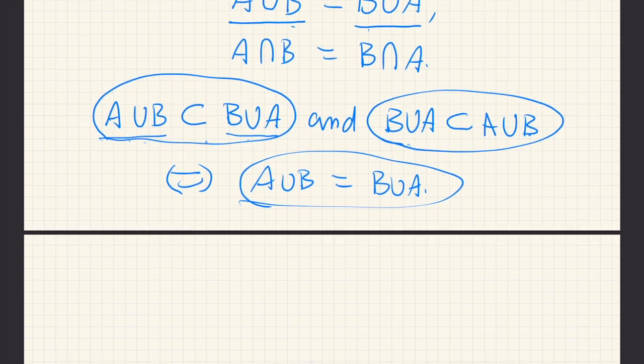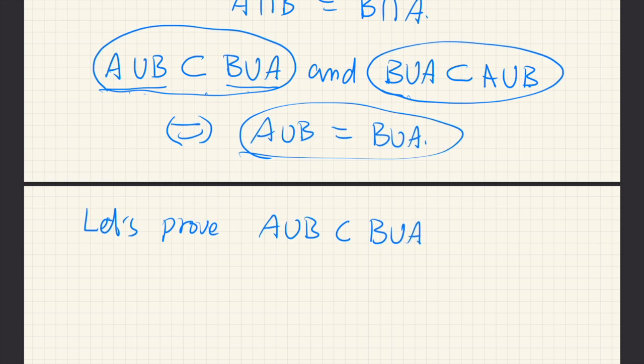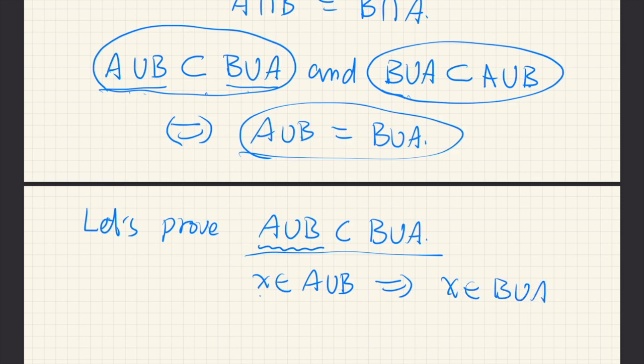Okay, so now first consider, let's prove A cup B is a subset of B cup A. So how do we prove this? What does this mean? That means every element of A cup B, so if x belongs to A cup B, then that x, the same x, is also an element of B cup A. So that's what we need to prove.